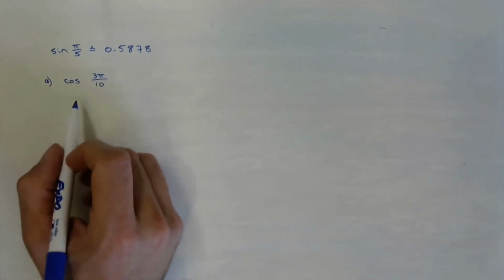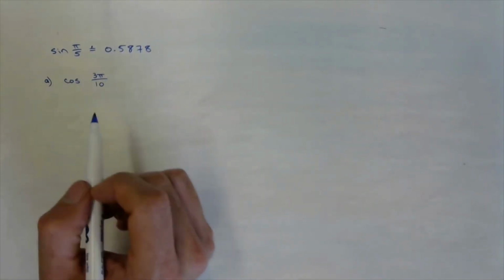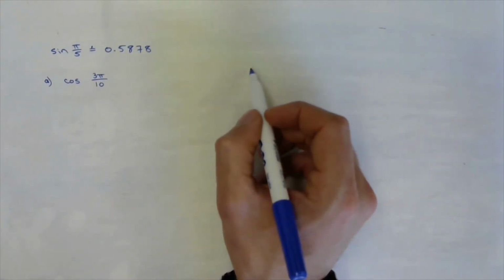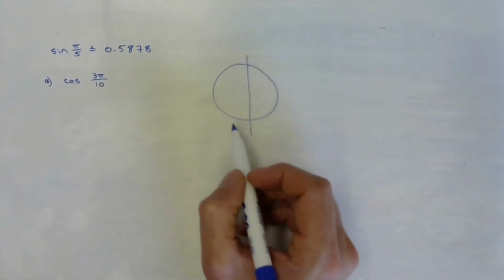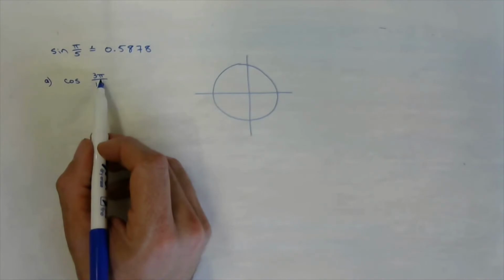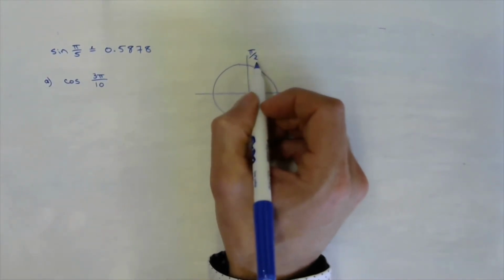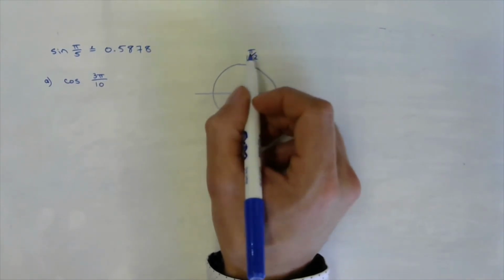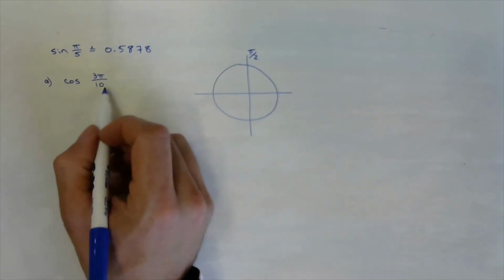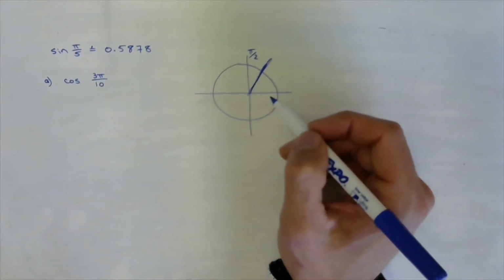Okay, so basically we want to be able to split 3 pi over 10 into two angles so that we can get it looking how we've been working. In order to do that, I first want to draw a unit circle. I want to think about where 3 pi over 10 is, okay? Well, this is pi over 2, so this would be half of a pi, and this is 3 pi over 10. This is less than half of a pi. So this is somewhere in quadrant 1, maybe here, okay?